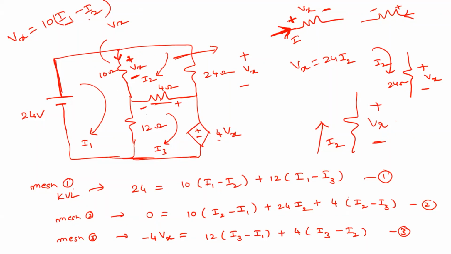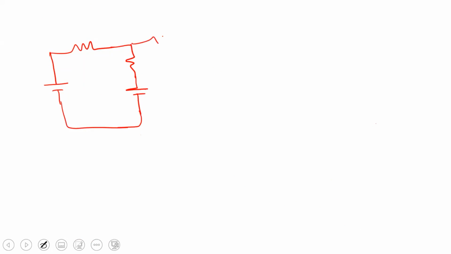Clear. So shall we move forward to the other one? Okay. Right. So this is how to solve when you have dependent sources. Next we'll see how to solve when you have a current source. So I have one example. Something like this.